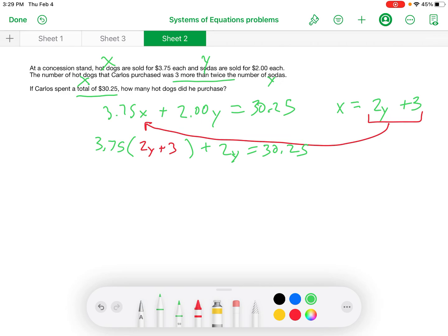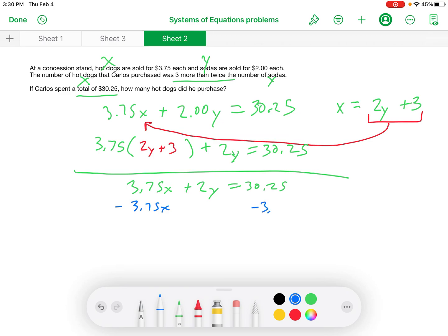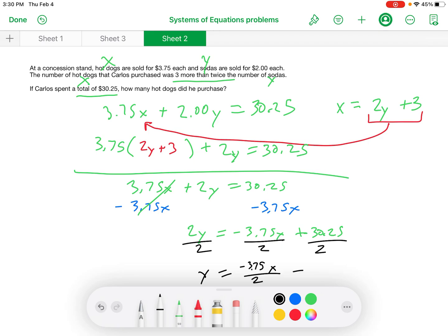So let's just review that one more time. If I just take my original equation of 3.75x plus 2y equals 30.25, and then we'll just subtract 3.75x on both sides of the equation, I'm left with 2y equals negative 3.75x plus 30.25. And then, of course, I can divide by 2 everywhere. And I'm left with y equals negative 3.75x over 2 plus $30.25 over 2.